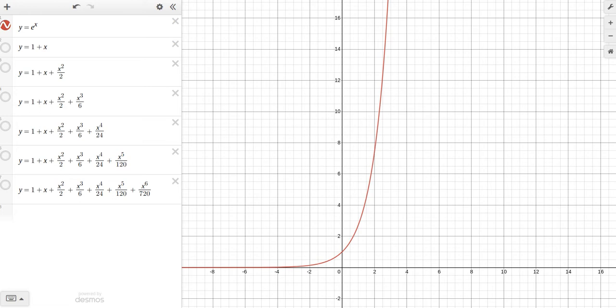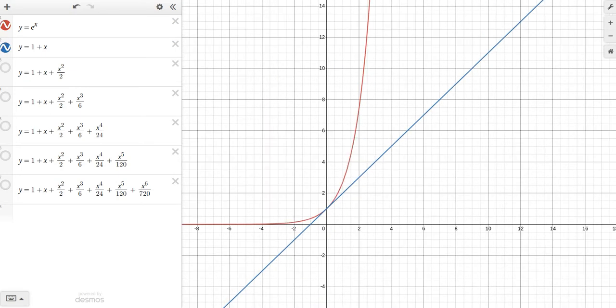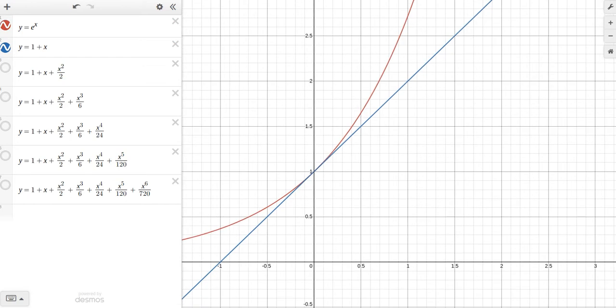close they get. So if I take two terms, 1 plus x, that's wildly different, except for values of x which are very close to 0. So right over here it seems to overlap.